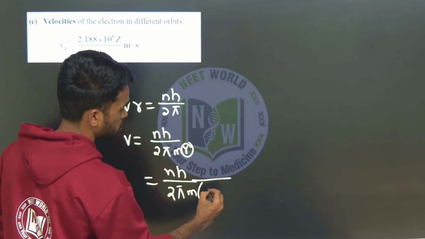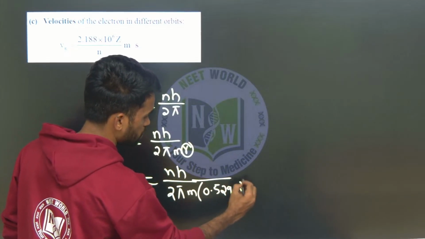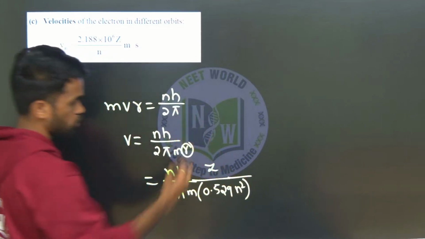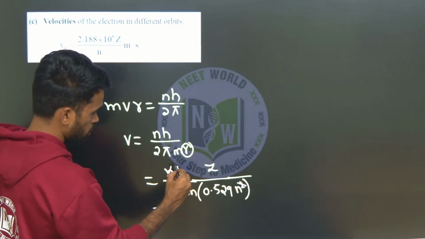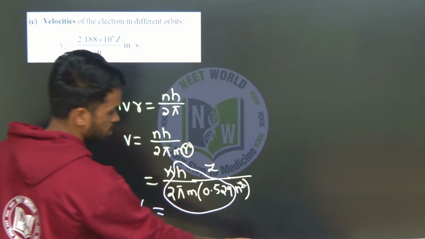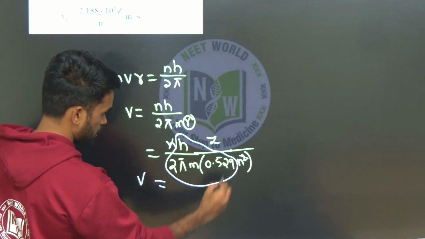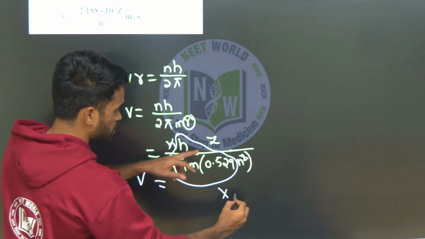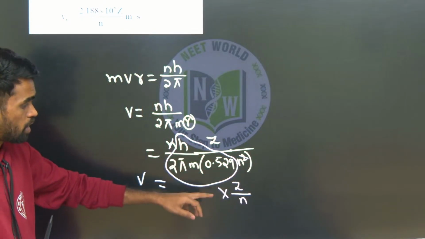r is nh by 2 pi m, and r has some constant like 0.529 into n square by Z. So I am writing Z in the numerator, and this n and this n square get cancelled out. So remove these constants. The velocity of an electron revolving in the nth orbit can be given as some constant multiplied with Z by n. Hope this is clear.